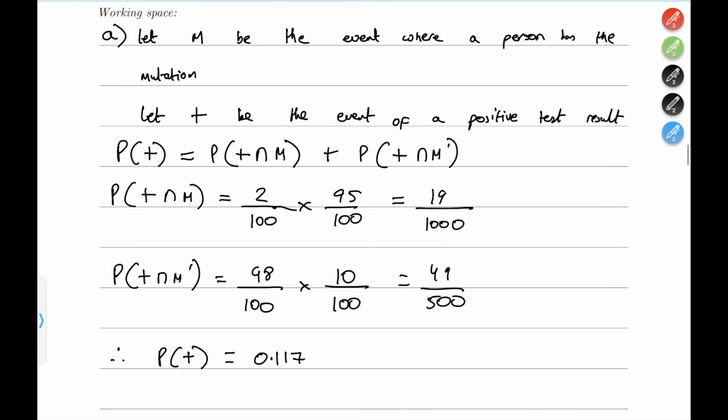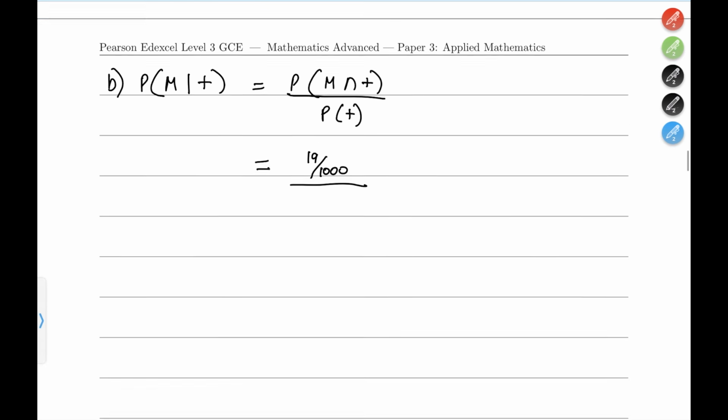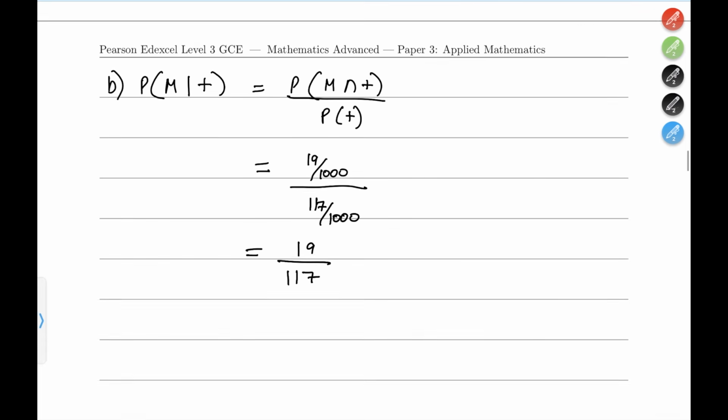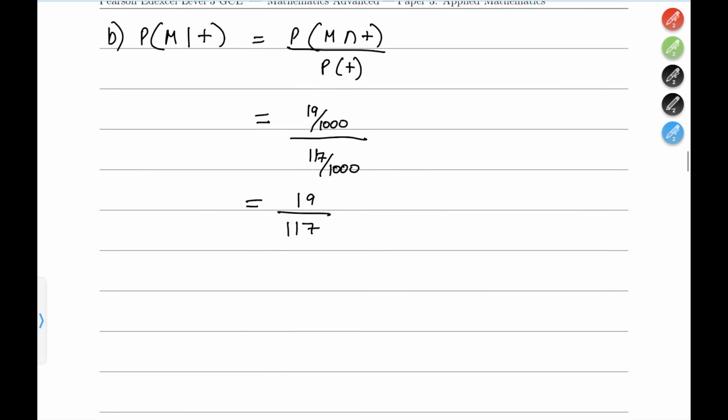So we can use part A essentially just to complete this. We calculated M intersection positive to be 19 over 1,000. And we know the probability of being positive is 0.117, or 117 over 1,000. So we can therefore say that the probability of having the mutation given that they tested positive is 19 over 117. So I'm going to leave it as a fraction. Hopefully that makes sense as some conditional probability. And we can now work on part C.